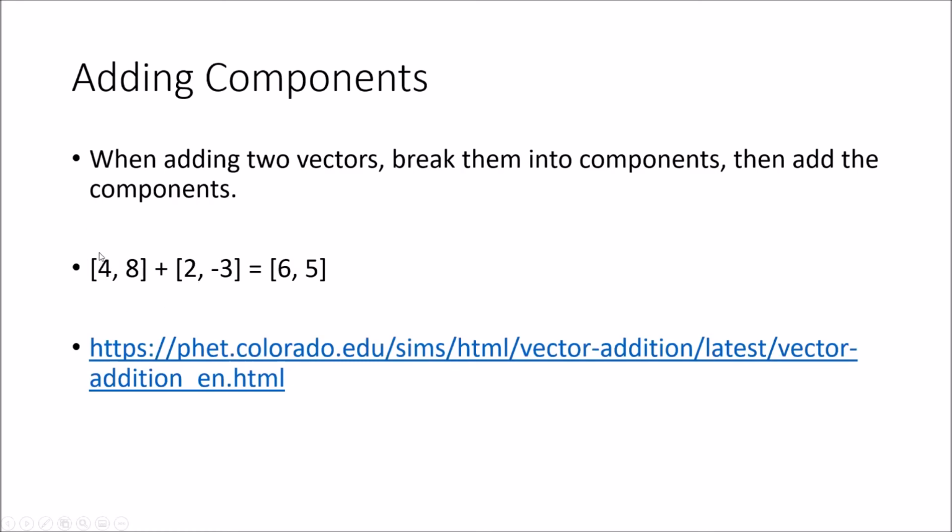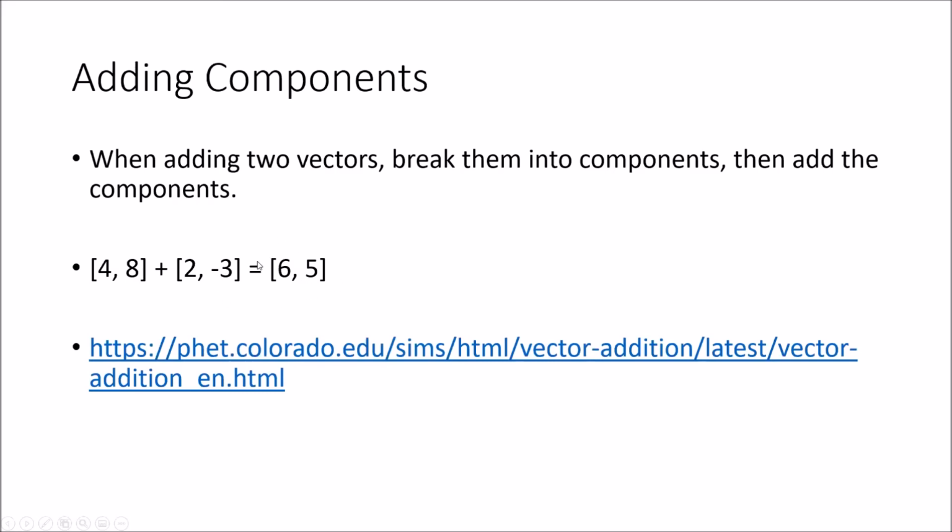This is the x component. The 4 is the x component of the first vector. The 2 is the x component of the second vector. You add them up, and what do you get? You get 6. Then for the y components, you take 8, which is the y component of the first one. You add negative 3, which is the y component of the second one, and you get 5.